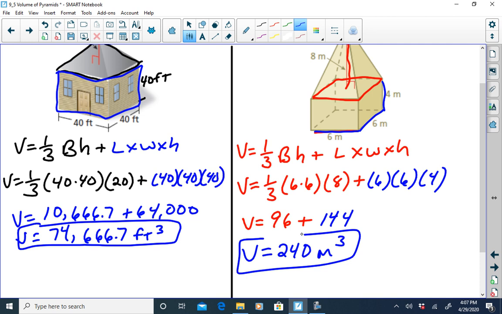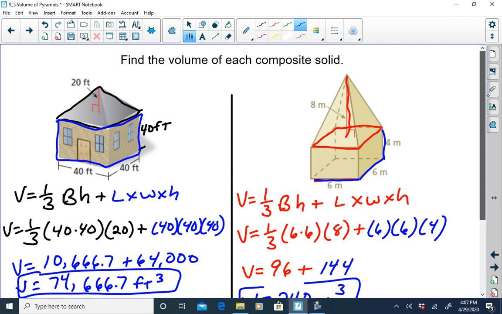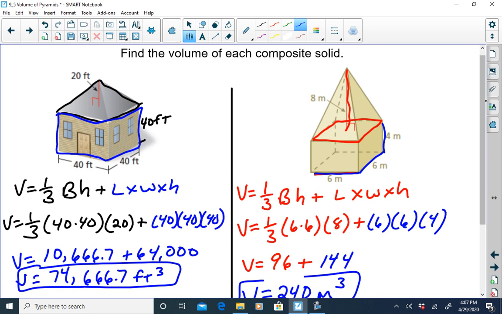Okay. Well, I hope that that's been helpful. And just remember that if we're finding the volume of a composite solid, we find the volume of each one of the pieces. We want to add them together. And when we find the volume of pyramids, it's simply 1/3 of that base area times the height.